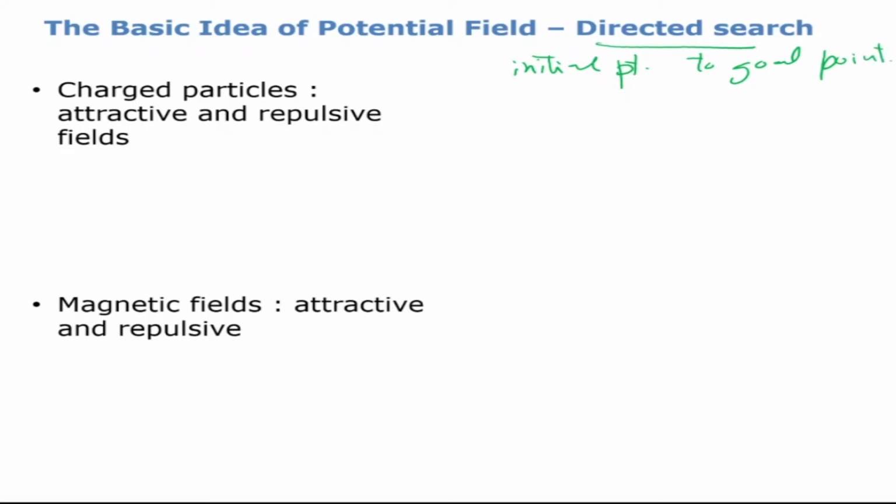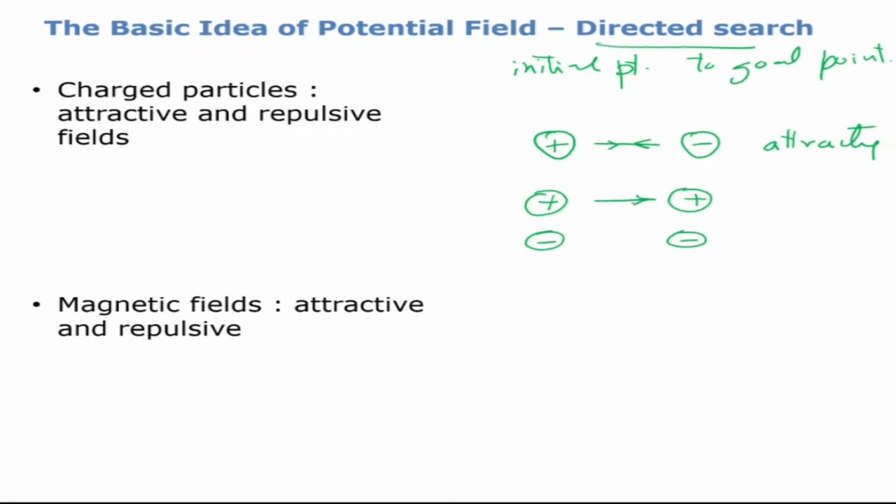Now how do we do that? We use the idea of a potential or a potential function. Now the potential function, you would understand very easily. You have dealt with charges, for example. We have a plus charge and we have a minus charge. If you have a plus charge and a minus charge, these two charges will attract each other. And if you have a plus and a plus, or a minus and a minus, this will repel. These two are going to repel each other.